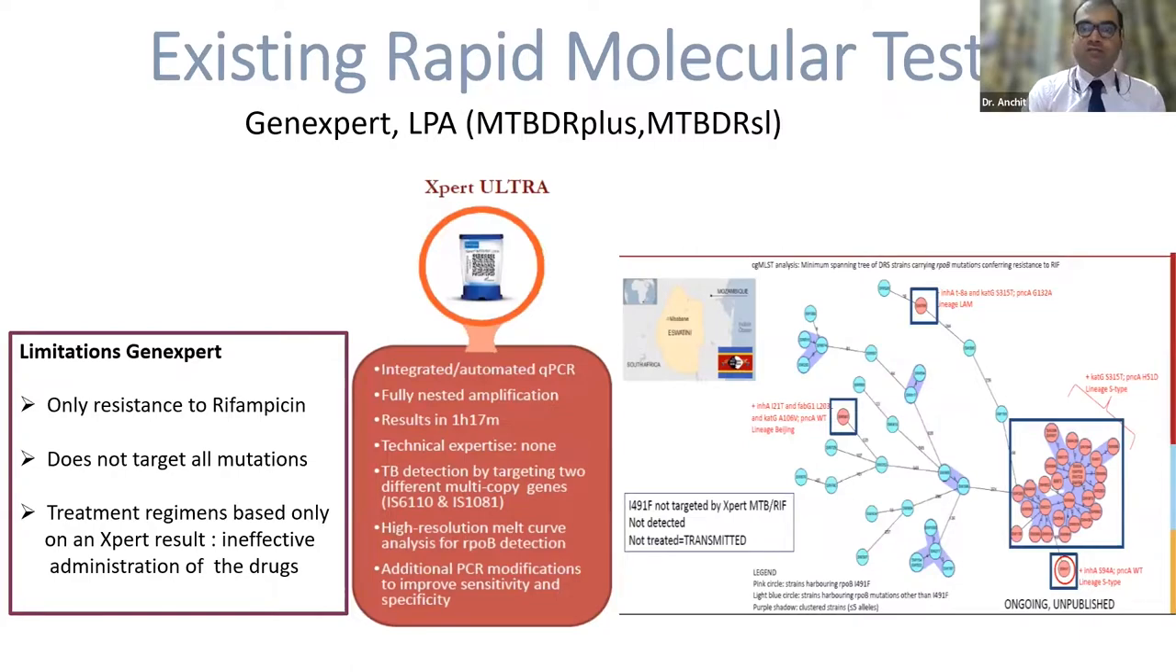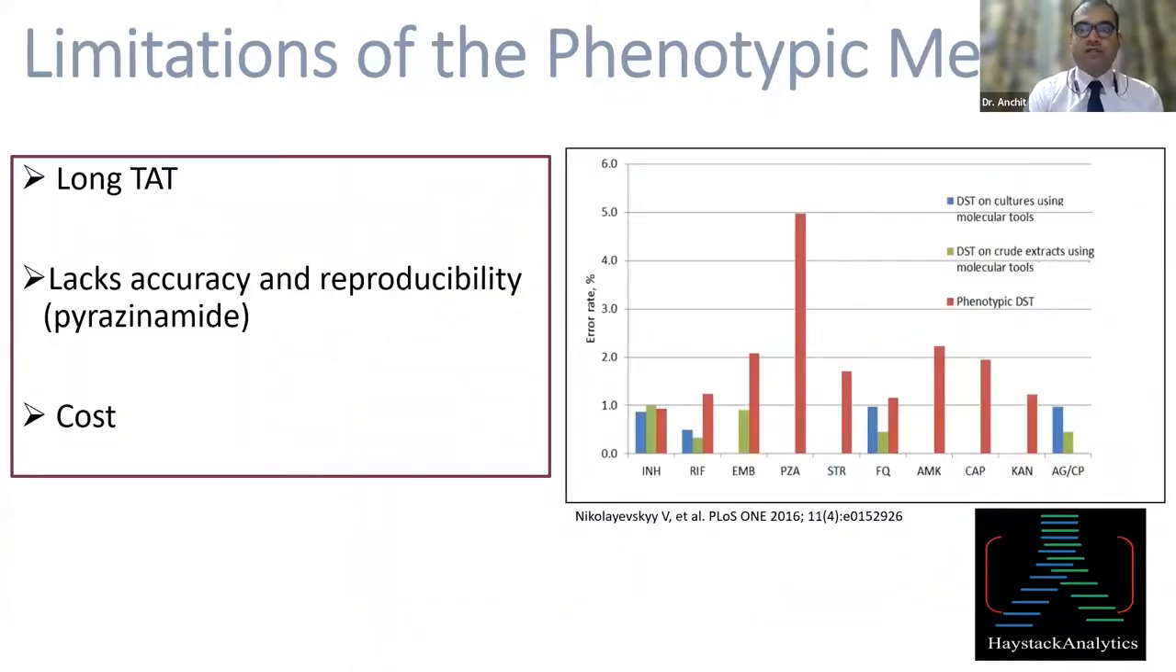And then we have the phenotypic methods, which are liquid culture, which I told you, also known as a Mycobacterium Growth Indicator Tube, that is MGIT, and solid cultures, that is LJ media. Both of them suffer from a very long turnaround time. In liquid culture, the growth takes around 42 days. In solid culture, it is around 84 days. So by that time, the patient is lost to follow up, or maybe develops complications due to an inappropriate regimen.